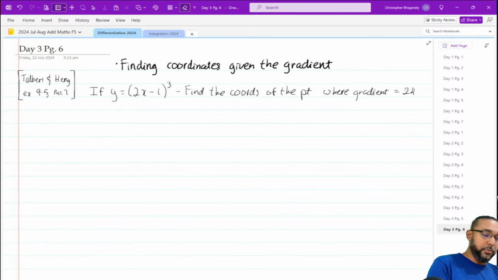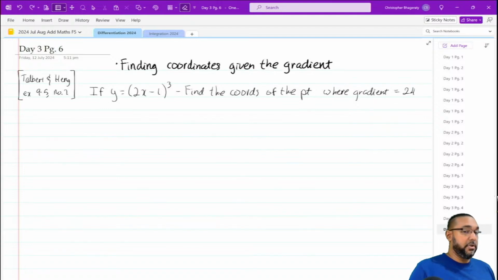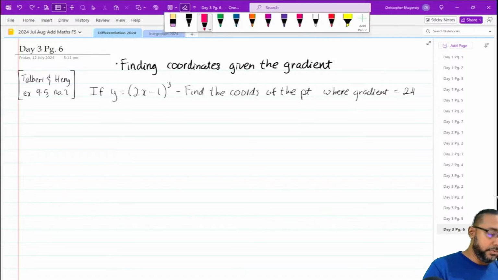We were given a nonlinear function and we are told that the gradient at a point is 24. We want to find that point. So the first port of call is, let me find the gradient function. And how do we find the gradient function? We find the derivative, right?